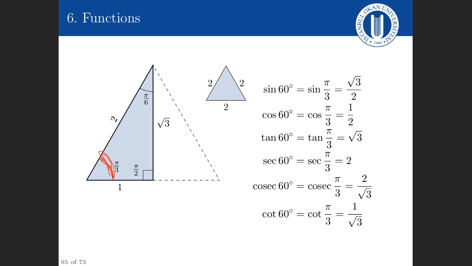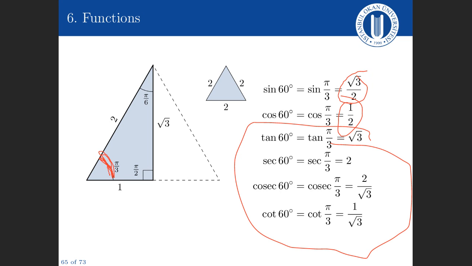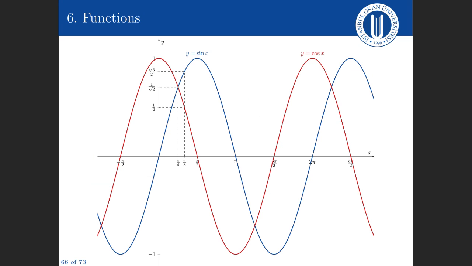Using this triangle, we can do sine. That's y divided by r, or root 3 over 2. Cos is x divided by r, or half. And then I'll leave the other 4 for you to look at later. These are the graphs of sine and cosine.